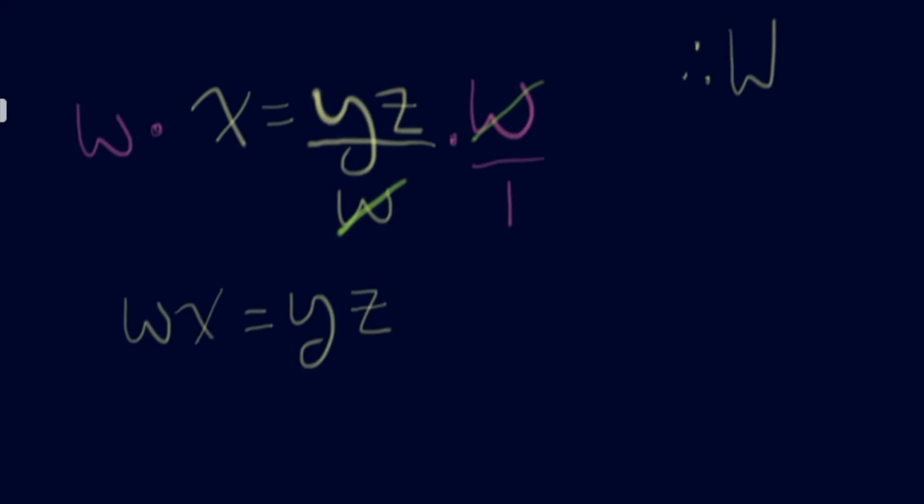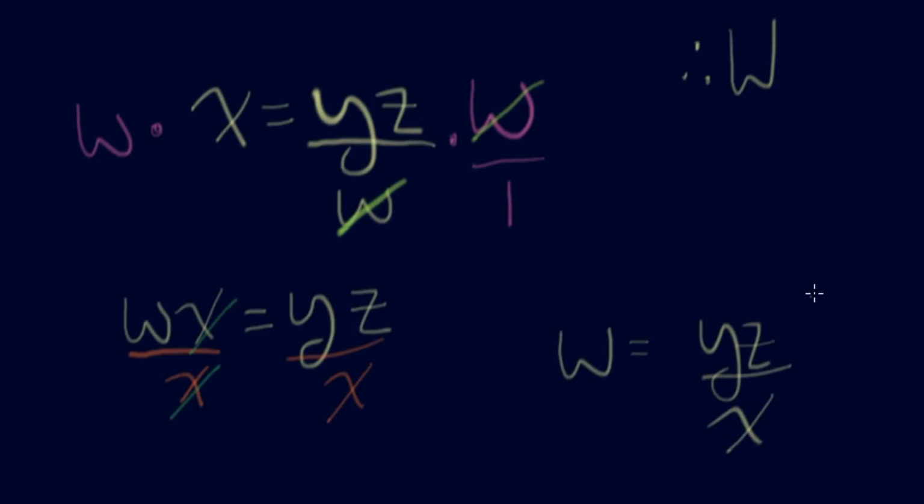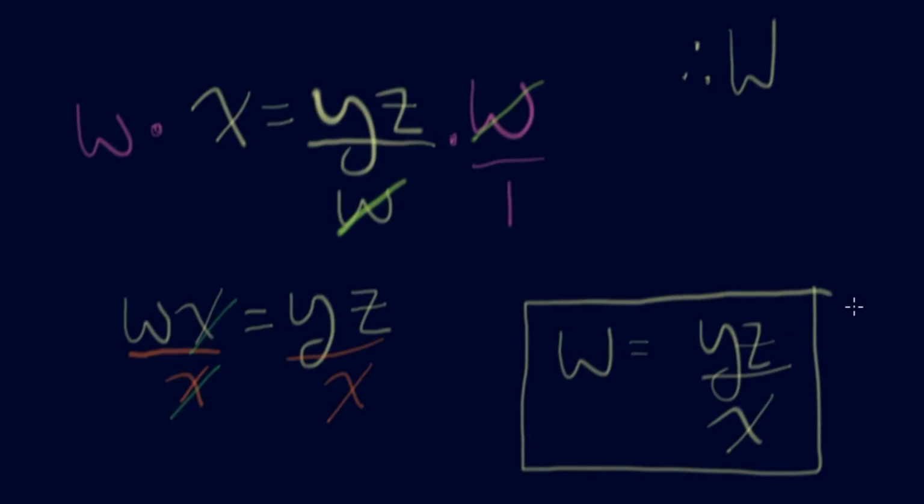Okay. Now, I need to make this w equals. Gosh, well, how do I do that? How to get w all by itself? I'm going to divide both sides by x. And when I do that, I eliminate my x's here, and I leave this the way it is. It looks ugly, but now I have the final answer of w equals yz over x. Yay. All done. Not too bad, right?